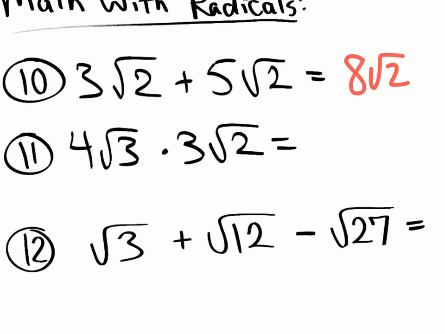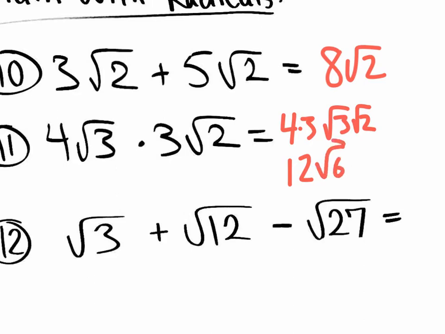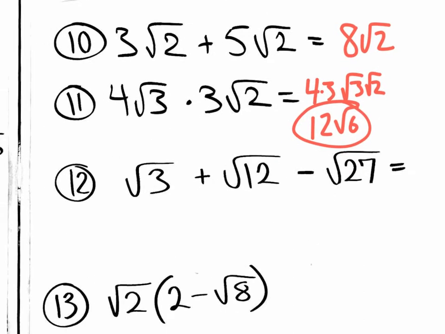Right? Now it's a different story if you're multiplying. Multiplication, you could just rearrange it. Like on number 11, that would really be 4 times 3 times the square root of 3 times the square root of 2. Now we know we could actually multiply radicals, and that would give you the square root of 6 inside the radical. So what's our final answer for this number 11? 12 square root of 6. Piece of cake.